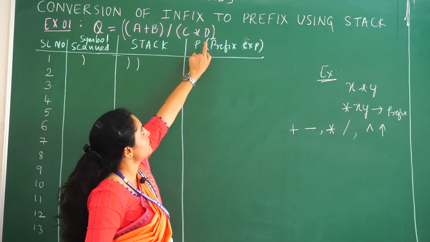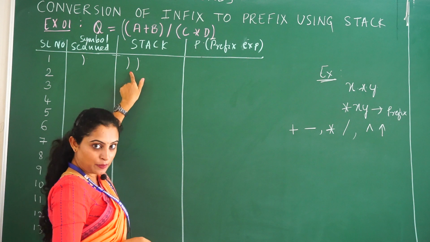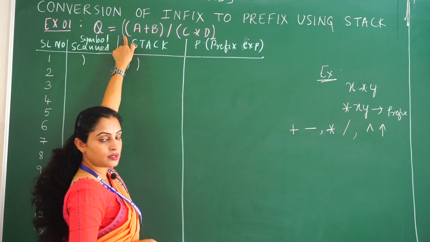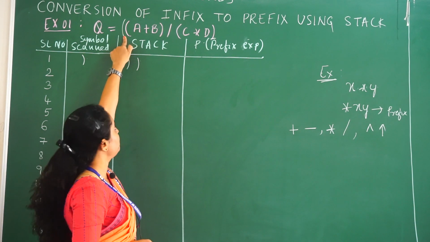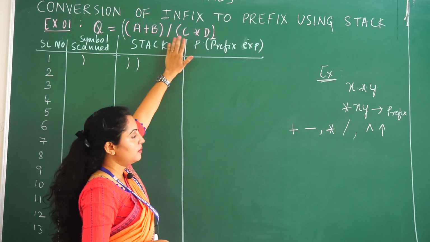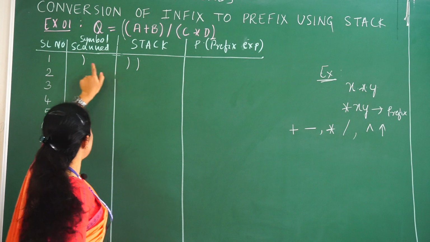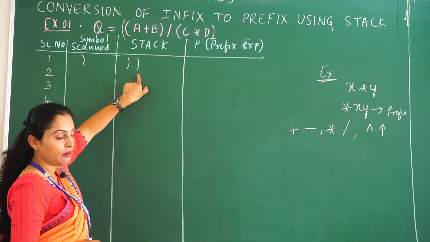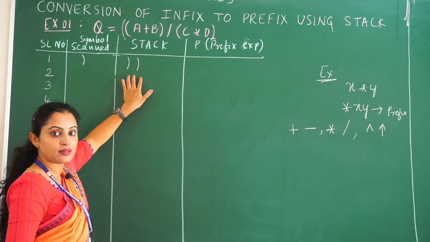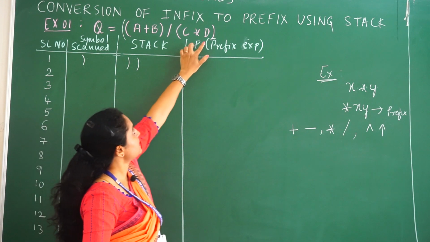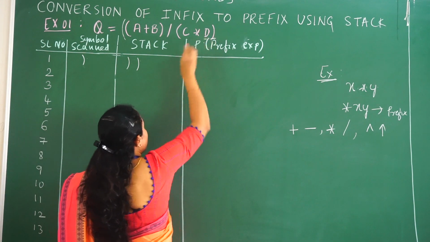Okay. So initially we have to push the right parenthesis and left parenthesis to the given equation. Next, let's start scanning from right to left. The scanned symbol is right parenthesis, so we are pushing it into the stack. So now we have two right parentheses inside the stack. So the next scanned symbol is D.